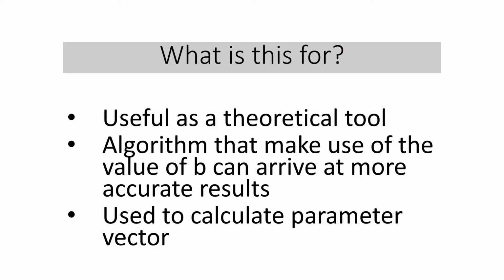So this is the check. Why do we have to study this? What is this for? If there is an inverse, a number of different algorithms also exist to find it in closed form. The inverse is very useful as a theoretical tool. It may not be used in practice for many software applications, because it can be represented with only limited precision on a digital computer. It means that algorithms that make use of the value of b can arrive at more accurate estimates of x. The inverse is also used to calculate the parameter vector in linear algebra.